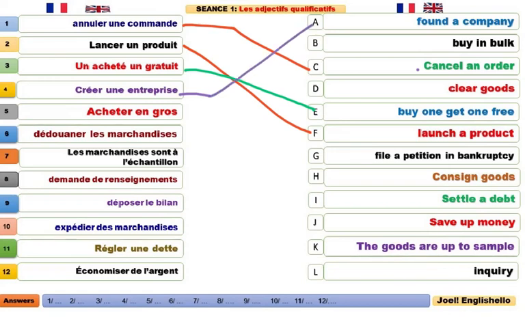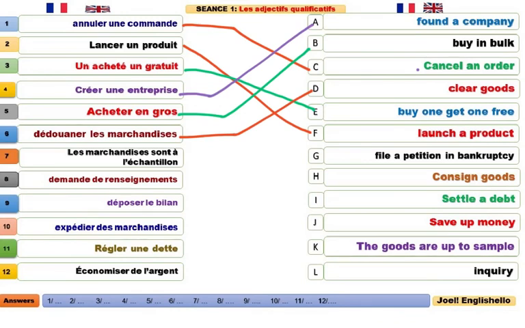Acheter en gros. Buy in bulk. Dédouaner les marchandises, par exemple. To clear goods. All right. To clear goods.